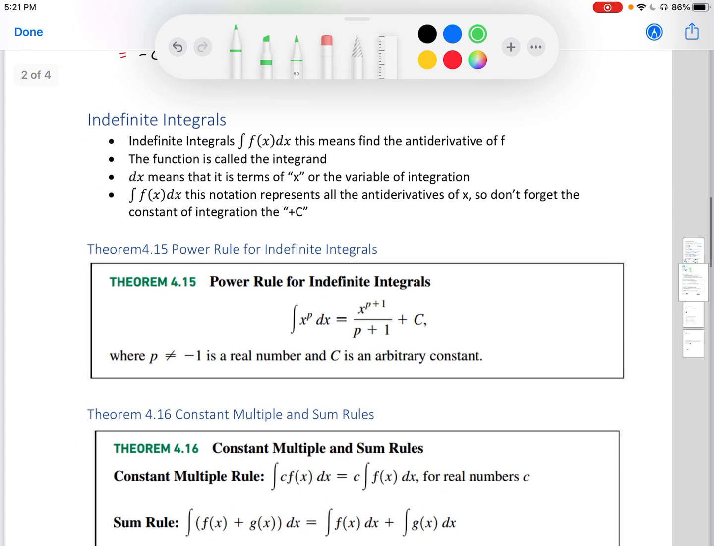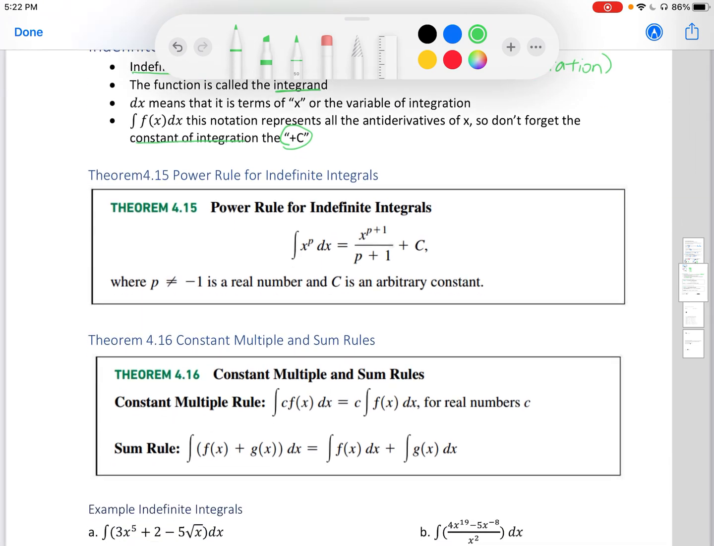All right, indefinite integrals. So here are some pieces of indefinite integrals. For indefinite integrals, we use that little s notation. The integral of f of x dx means to find the antiderivative. So this is our antiderivative notation. The function is called an integrand, so our f of x is called your integrand. dx means in terms of x, or the variable of integration. The integral of f of x dx represents all the antiderivatives of f. So don't forget the constant of integration, that plus c.